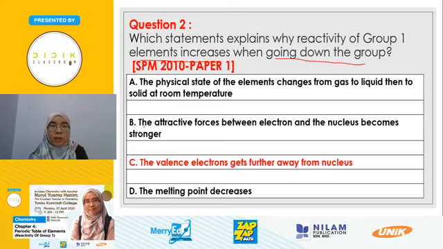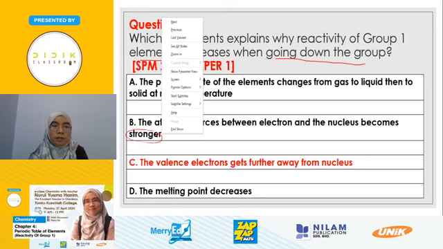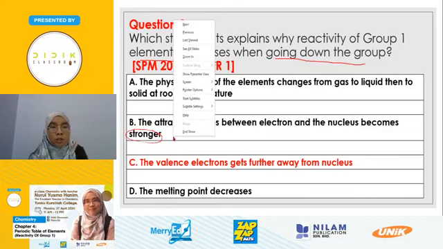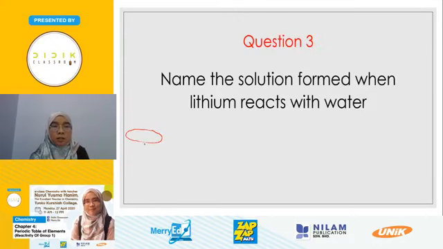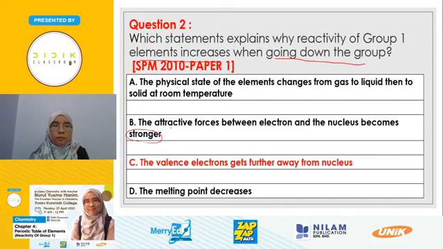But look at the statement here for B: the attractive forces between electron and nucleus become stronger. As going down group 1, the attraction force is not stronger, it's weaker. So that's why the best answer is C. This one is wrong. It's not stronger, it's actually weaker as going down the group. And the answer is C. So who answered C is correct and well done.